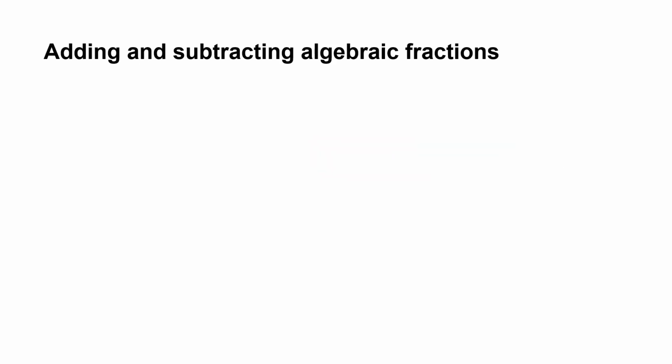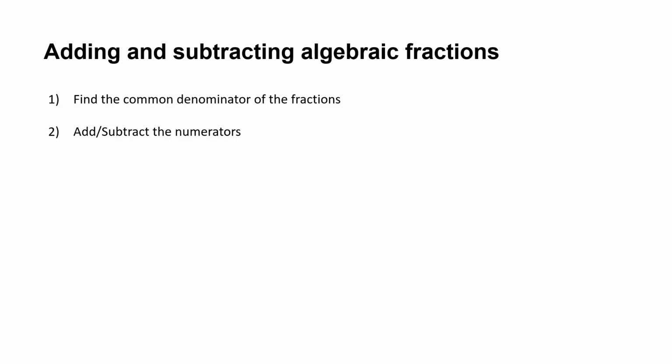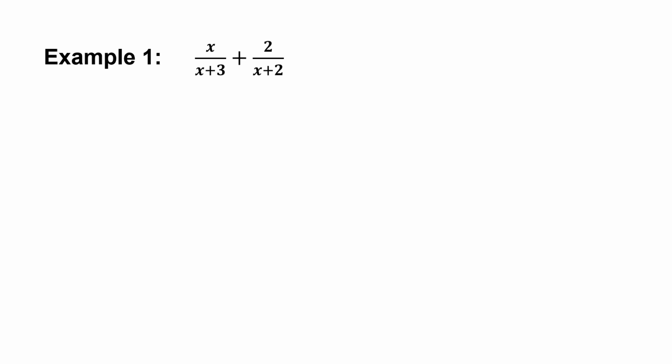So when we're adding or subtracting algebraic fractions, the first thing we need to do is find a common denominator. Once we've done that, we can then add or subtract the numerators and simplify it if possible. As always, probably best to show you with a few examples.